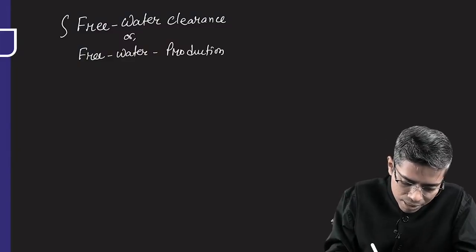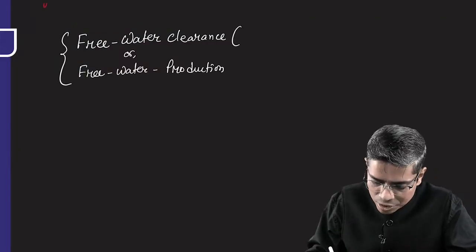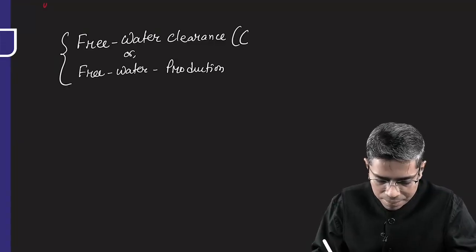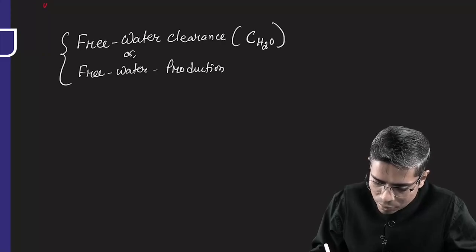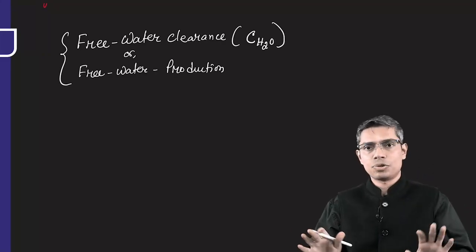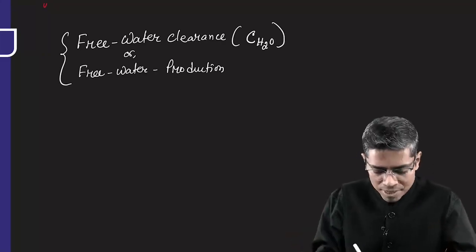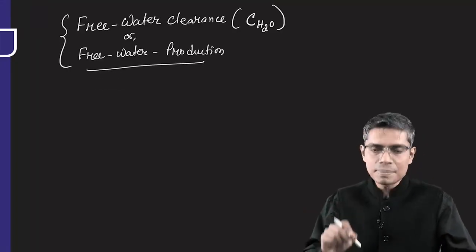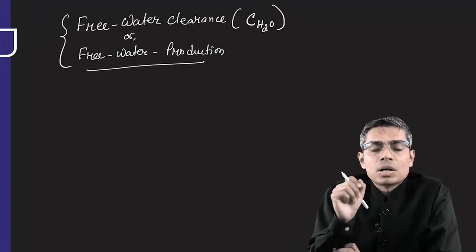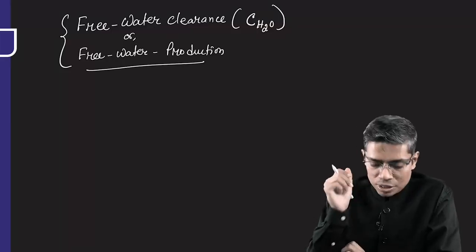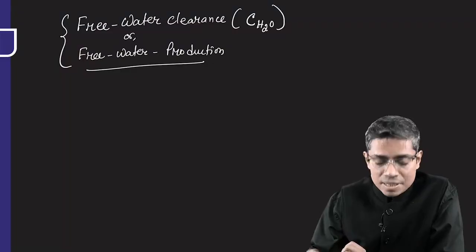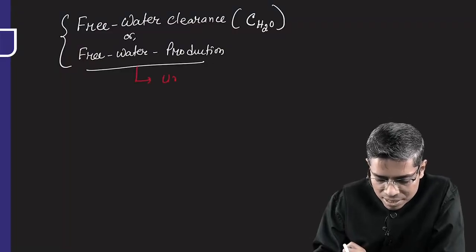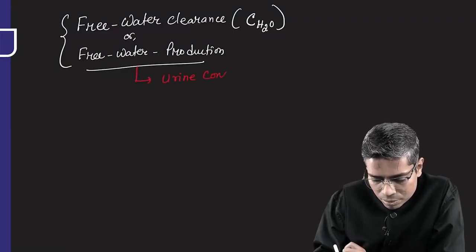Free water clearance or free water production is generally denoted by CH2O, clearance of water. What is this concept related to? The concept is related to urine concentrating ability. So if I ask you what free water clearance is related to, it is related to urine concentrating ability.